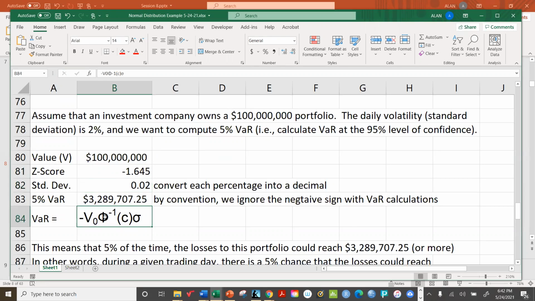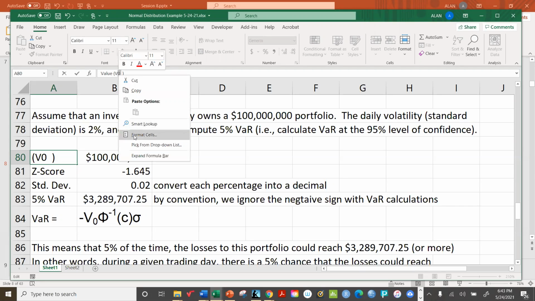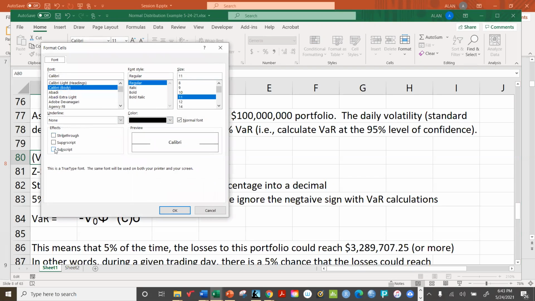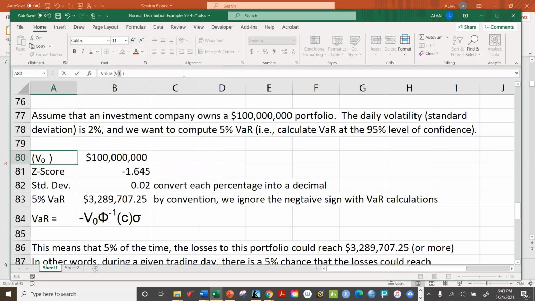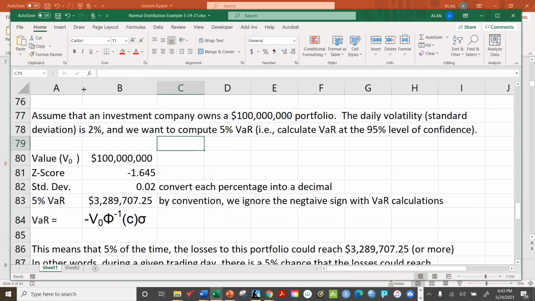So the VAR actually comes from this formula where V is the value of the portfolio, actually V0. Let me put that in here. It should technically be V0 because that's today's value. Okay, great. Now, here's the Z-score, here's the standard deviation. Look at this formula. Okay, well, this is the tricky one.